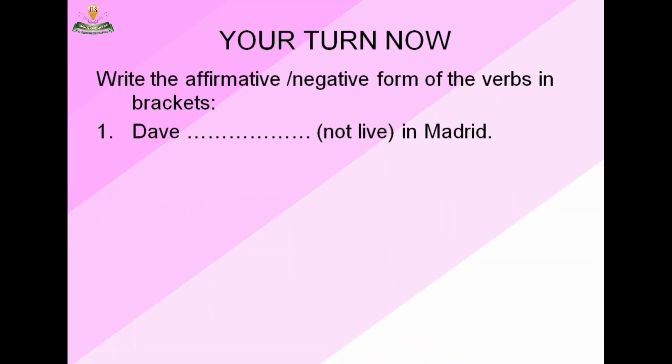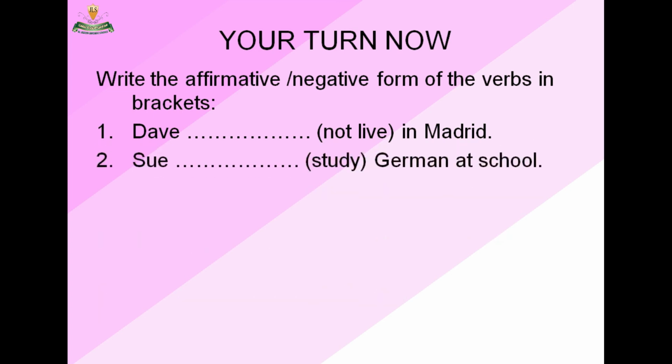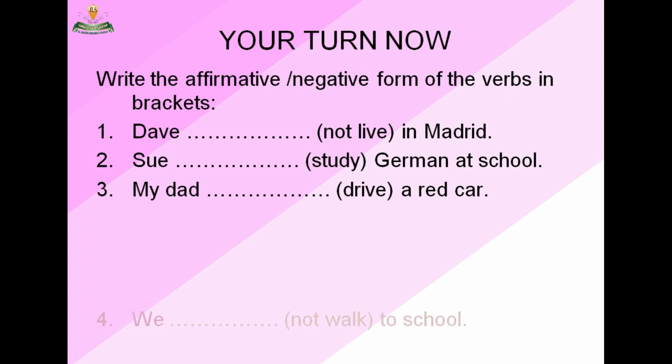Now I need you to make the affirmative or negative form of the verb in brackets. Dave not study in Madrid. Of course, Dave does not or doesn't live. Number 2, so study. If you look at the verb study, it ends with y. Before the y is a consonant, so you will cross the y and add ies. So studies German at school. Number 3, my dad drives. My dad drives.